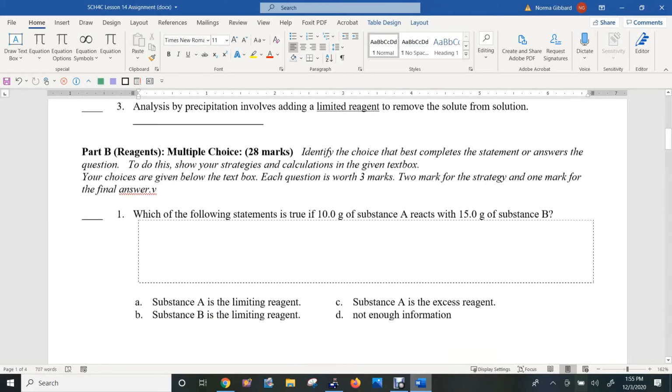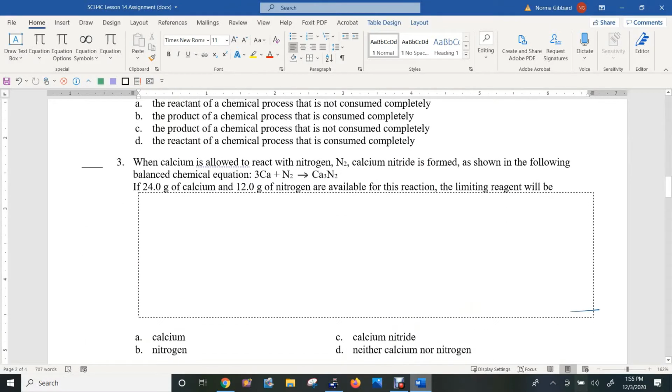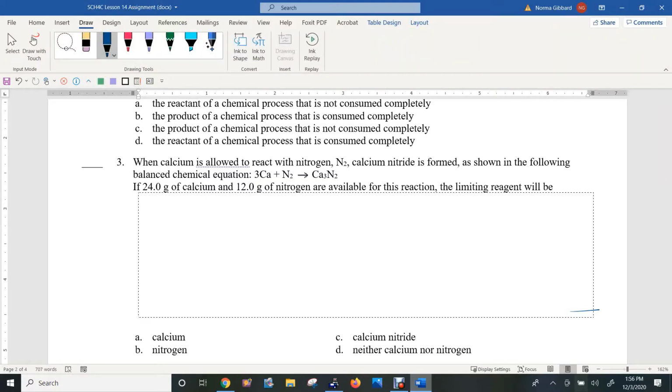Now, I'm going to show you how to do question 3 in this lesson. We are using the equation 3Ca plus N2 gives you Ca3N2, and we're asked to determine the limiting reagent. The first thing we want to do is start by writing the balanced equation.